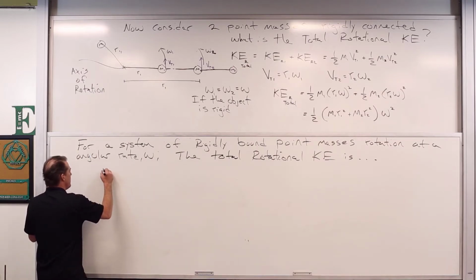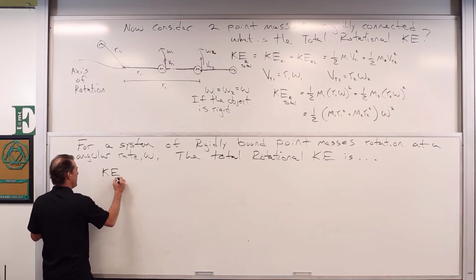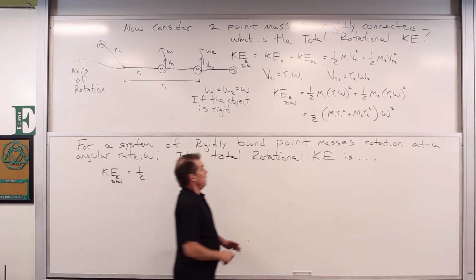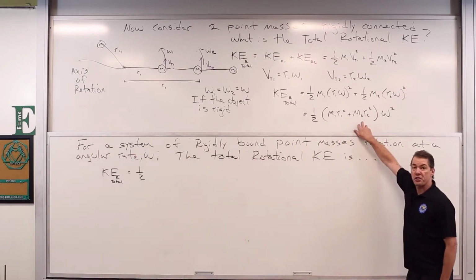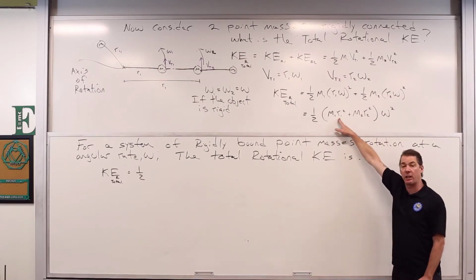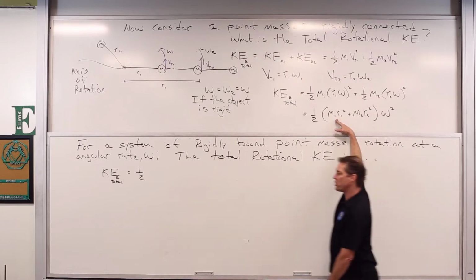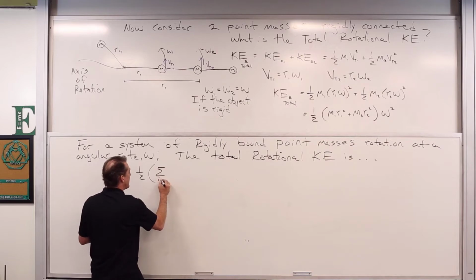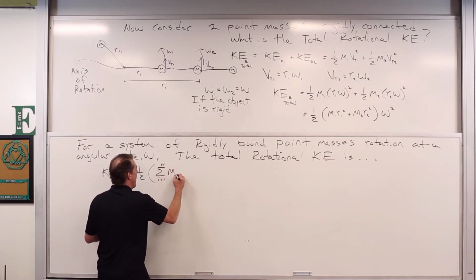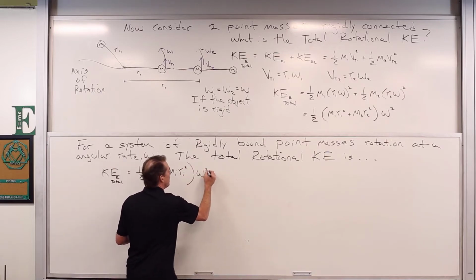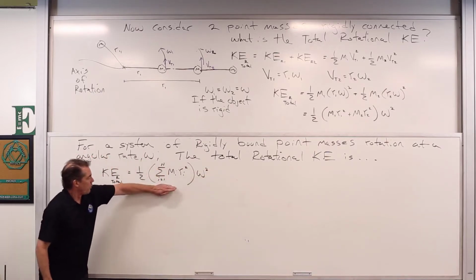We've got ourselves KE sub R total is going to be equal to 1/2 multiplied by some sort of sum here, right? The sum of the individual masses, mass elements, times their radial distance away from the axis of rotation squared. Let's write that as the sum from i equals 1 to n of m sub i r sub i squared times omega squared.